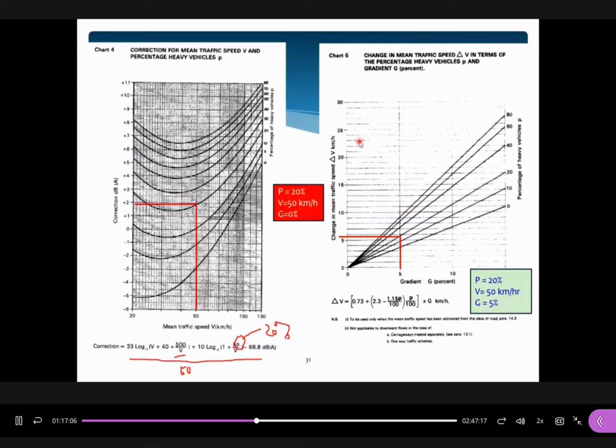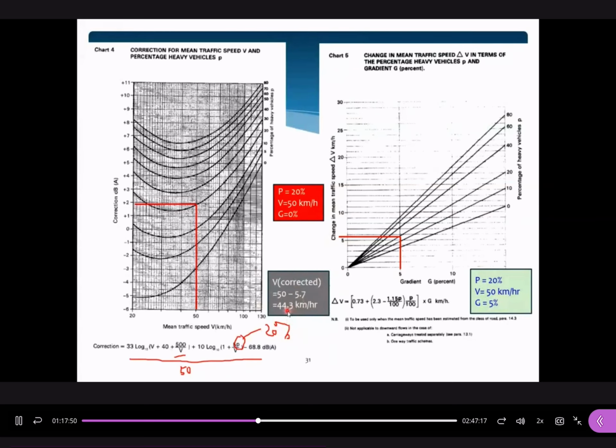So that's the change in mean speed. When you read the data along this vertical axis, what is the value here? About 5.7, correct? Okay, this is 5, this is 6, and this is 7. So that's the change. What is the meaning of delta V? This is the change in mean traffic speed. The value is about 5.7. So the original speed is 50 km per hour. You should use the original minus the change in the mean speed, which is equal to the real situation, 44.3.